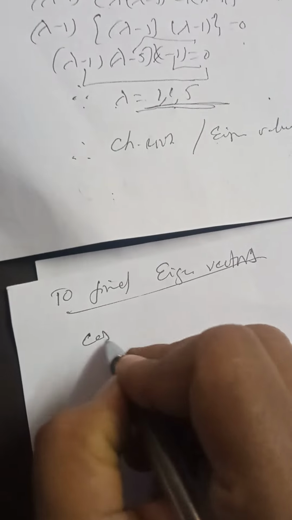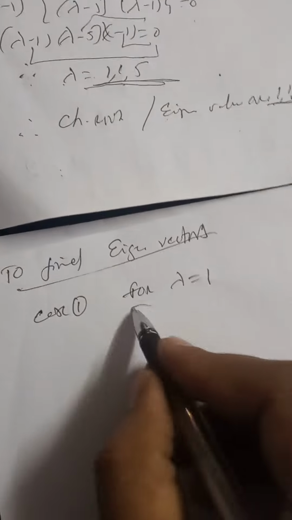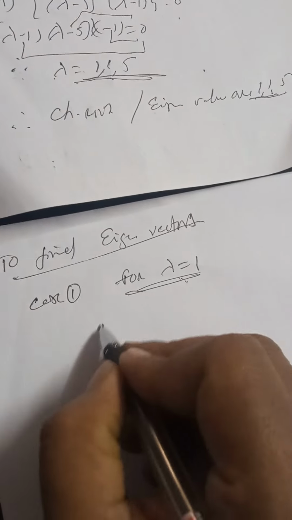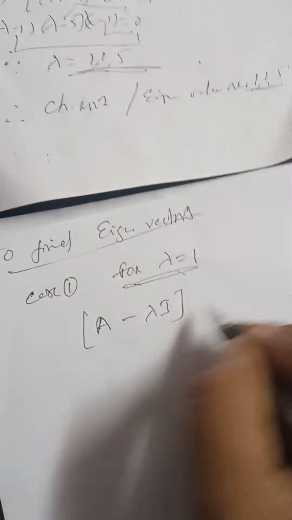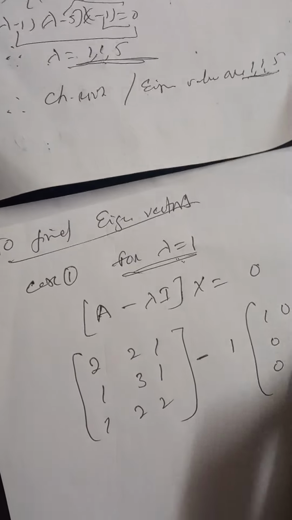Case 1, for lambda is equal to 1. Corresponding to this eigenvalue, we have to find the eigenvector. To find the eigenvector, (A minus lambda I) into x is equal to 0. Substitute. What is A? A is a matrix, 2 1 1, 1 3 1, 1 2 2, minus lambda is 1, identity matrix 1 0 0, 0 1 0, 0 0 1, whole thing into x is equal to 0.